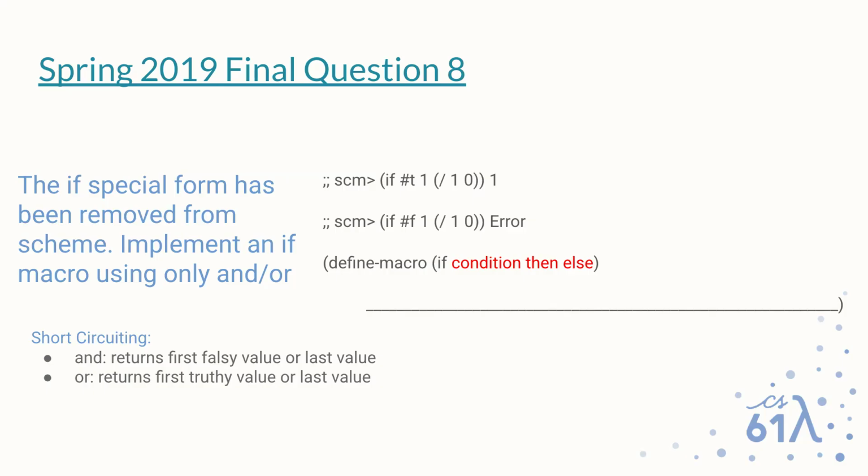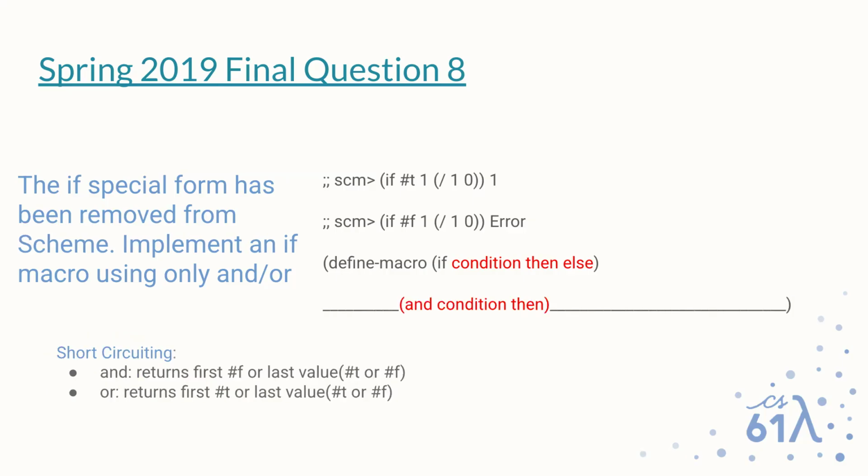So if our condition is true, can we create a statement like and to return the then value using the short-circuiting principle? Yeah, and condition then. Exactly. If the condition is true, then it will return the then value, because it will return the last value in the set of parameters passed to it.